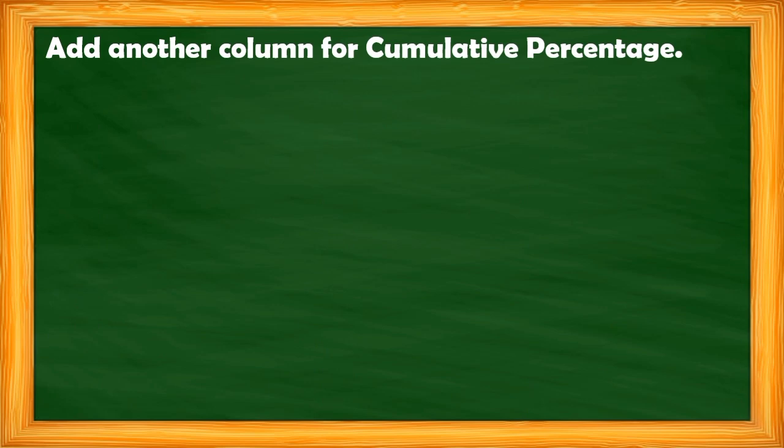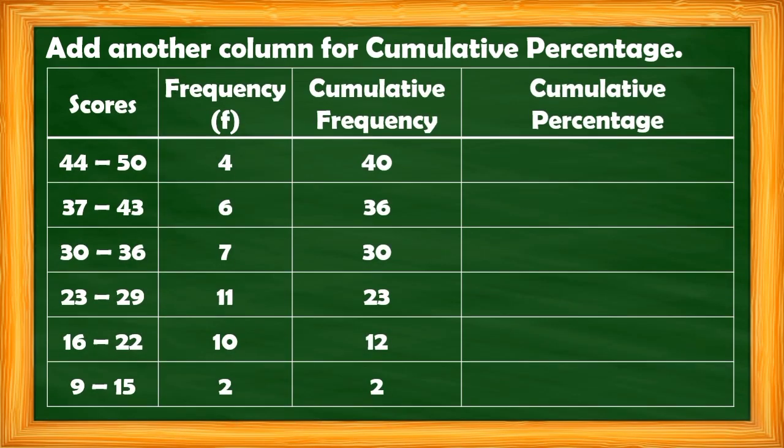So, add another column for cumulative percentage. So, ayan, para makuha yung cumulative percentage per class, so yung frequency per class na yan, i-divide natin sa 40. So, why 40? Kasi yung total frequency natin is 40. 40 students kasi. So, 2 divided by 40 will get 0.05. And then, multiply natin sa 100 para makuha yung kanyang percentage, which is 5%.